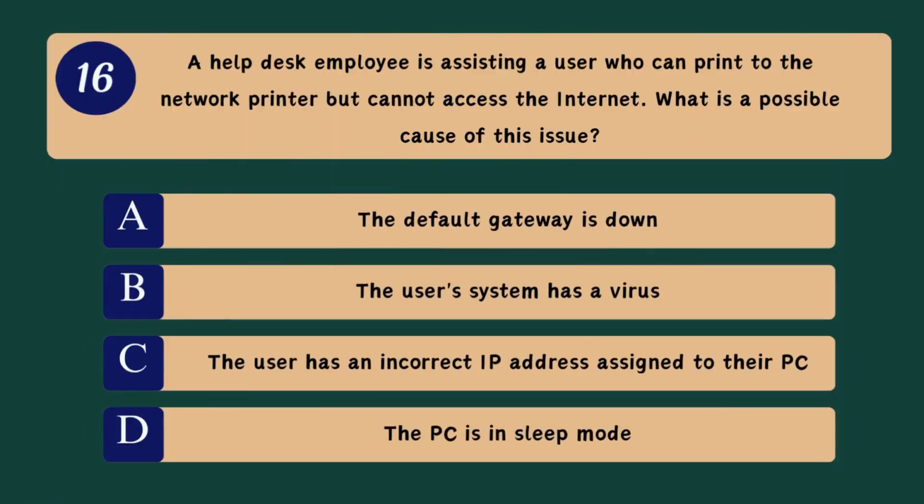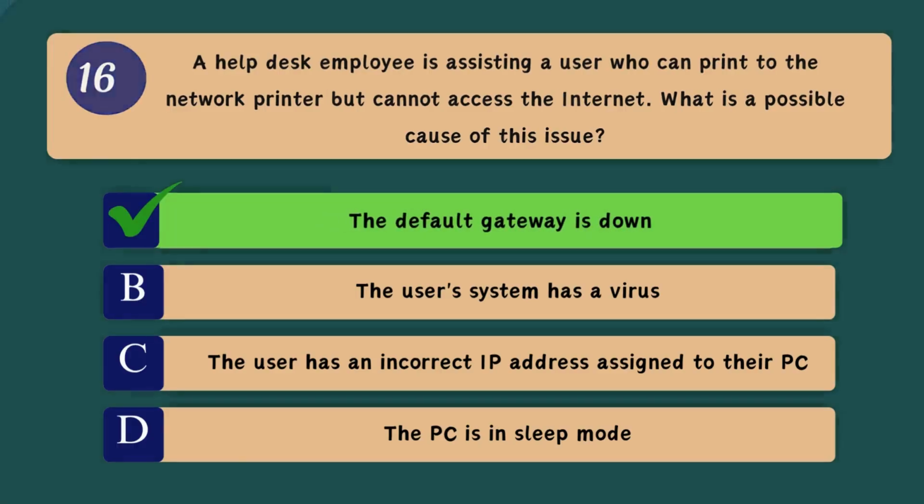Question 16. A help desk employee is assisting a user who can print to the network printer but cannot access the Internet. What is a possible cause of this issue? A. The default gateway is down. B. The user's system has a virus. C. The user has an incorrect IP address assigned to their PC. D. The PC is in sleep mode. Correct answer, A. The default gateway is down.